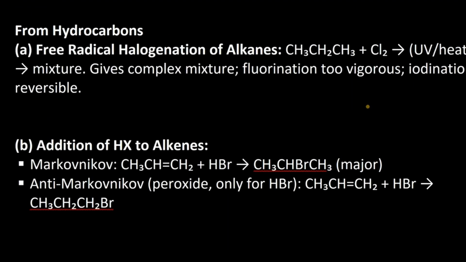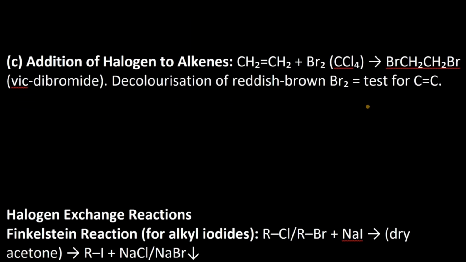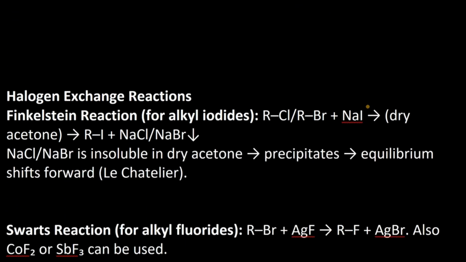Okay. Then from hydrocarbons, free radical halogenation happens, and addition of HX to alkenes. This follows Markovnikov's rule, and it will follow anti-Markovnikov wherever the peroxide is present. Right? It's only for HBr, HBr with peroxide. There only anti-Markovnikov will be followed. Then addition of halogens to alkenes. Here decolorization will happen. It is an important test to find the unsaturation.